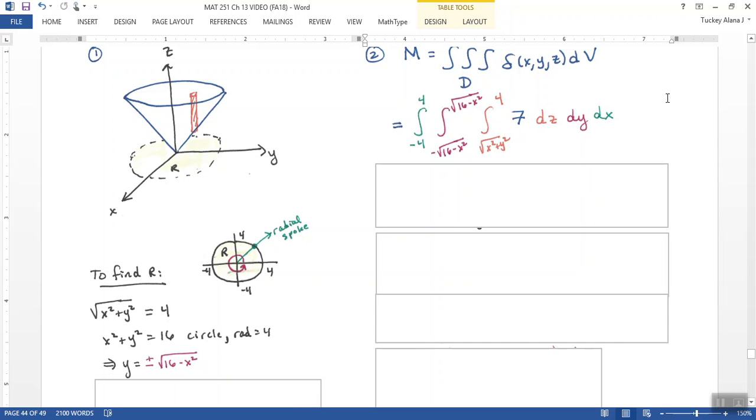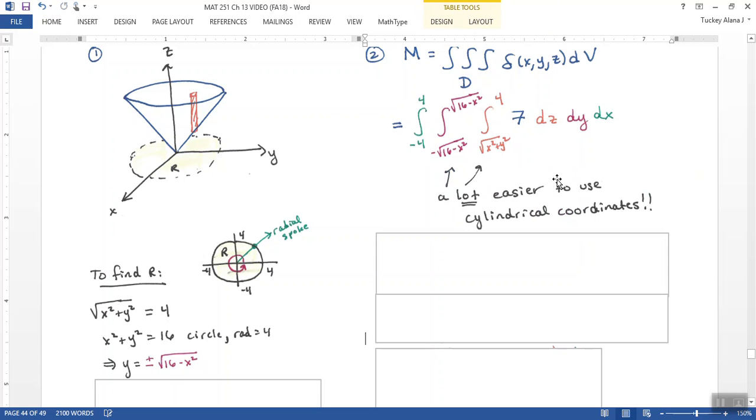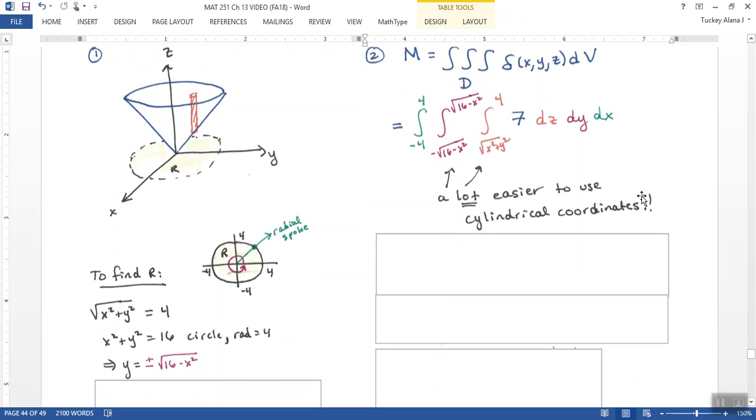Now, that's kind of a pain. I mean, we can do it, but there are a lot of square roots roaming around in there, and that's kind of ugly. I'd have to involve a lot of square root substitution, and I don't even want to think about integrating the square root of x squared plus y squared with respect to y. Yuck. So it would be a lot easier, especially with something like a cone, to do cylindrical coordinates. I mean, you could also do spherical coordinates if you so desired, but cylindrical would be nice and easy.